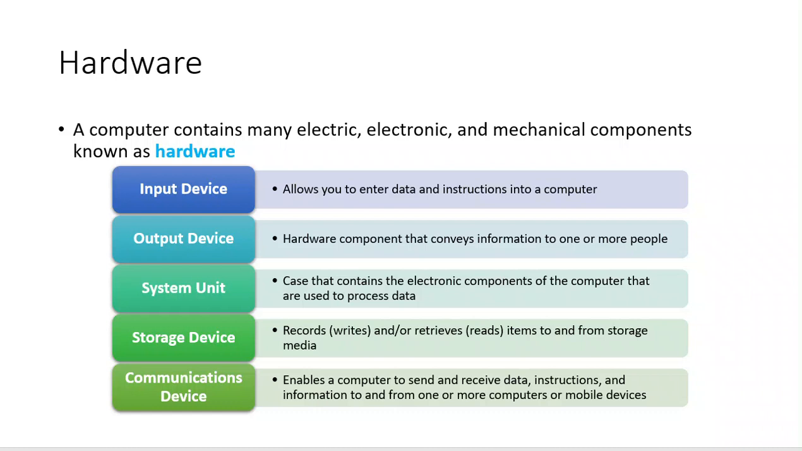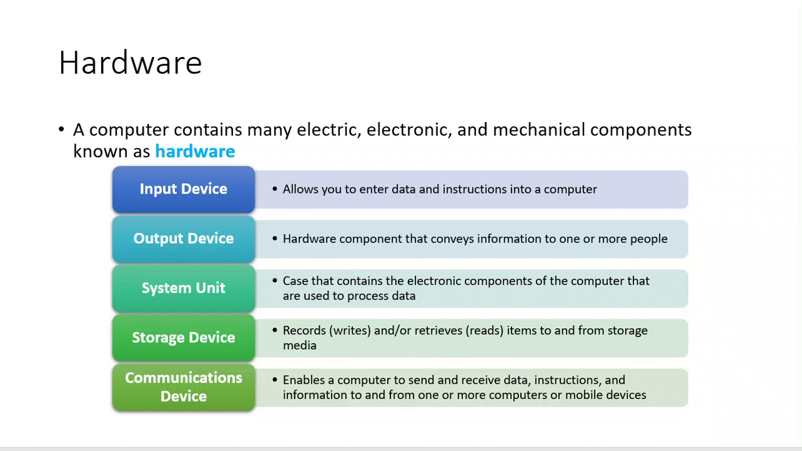And then output device, hardware components that conveys information to one or more people. Okay, output device contohnya macam monitor, dia display apa info kepada you. Okay, speaker, okay, dalam bentuk sound. And then we have also system unit, case that contain the electronic components of the computer that are used to process the data. So yang ni biasanya kita nampak CPU tu lah.